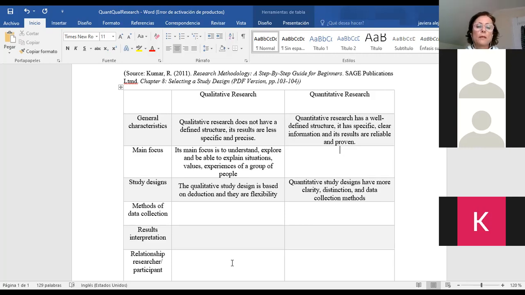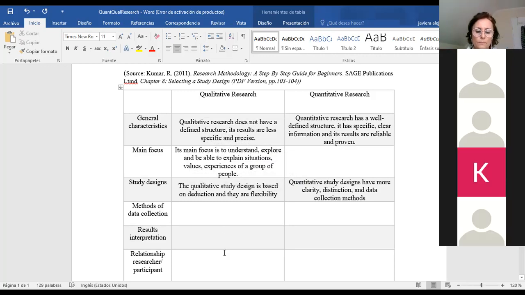Then the main focus, we said, is the qualitative. And the qualitative is to understand, explore, and be able to explain situations, values, experiences of a group of people. Yes, exactly, the values, experiences. And the other one, well, you will find out, but it refers to measurement, to quantity, everything that can be expressed not in narratives, but in quantities, in numbers.